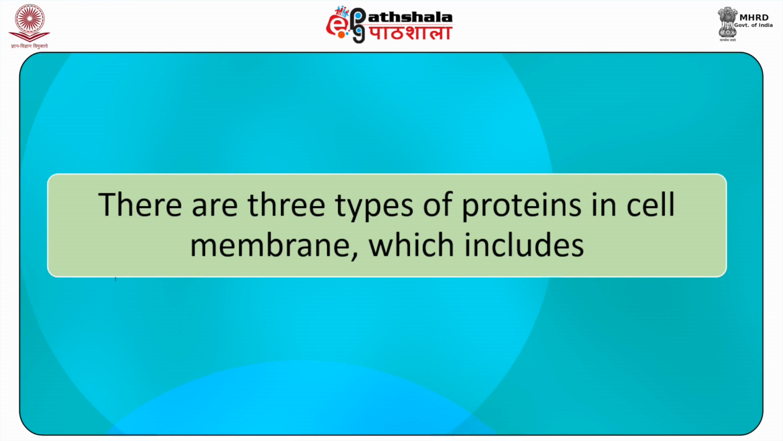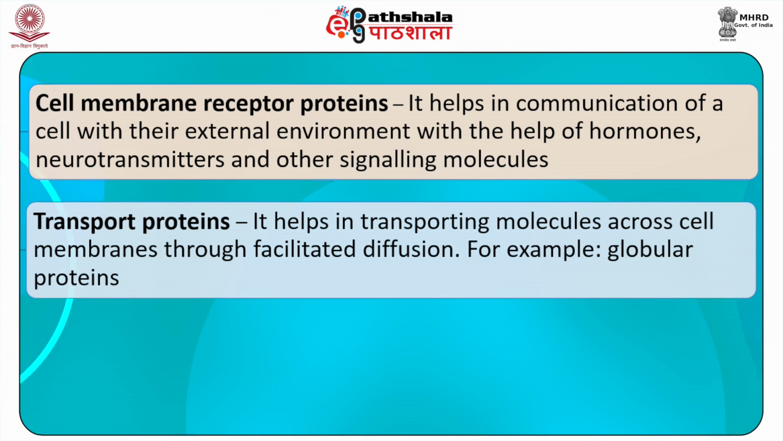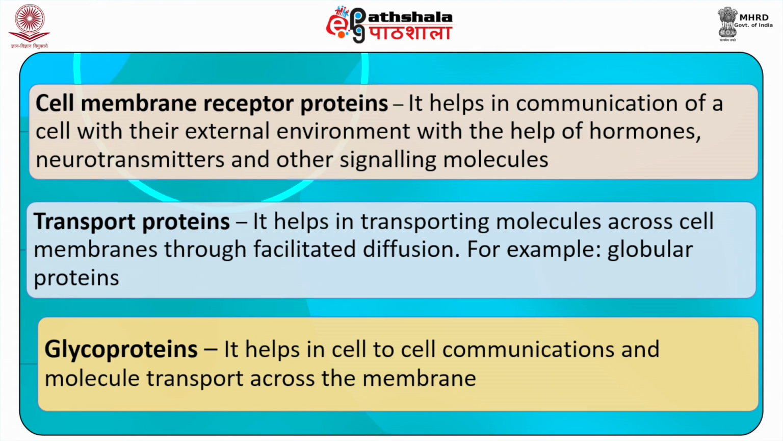Proteins in the cell membrane. In the cell membrane, a protein helps in providing support and shape to the cell. There are three types of proteins in the cell membrane. The first is the cell membrane receptor protein. It helps in communication of a cell with its external environment with the help of hormones, neurotransmitters and other signaling molecules. Second, the transport protein. It helps in transporting molecules across cell membranes through facilitated diffusion, for example, globular proteins. The third protein, the glycoprotein, helps in cell-to-cell communication and molecule transport across the membrane.